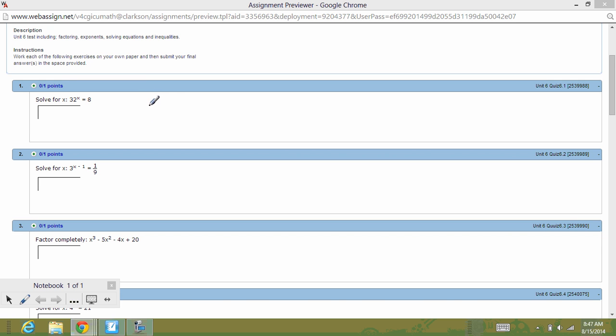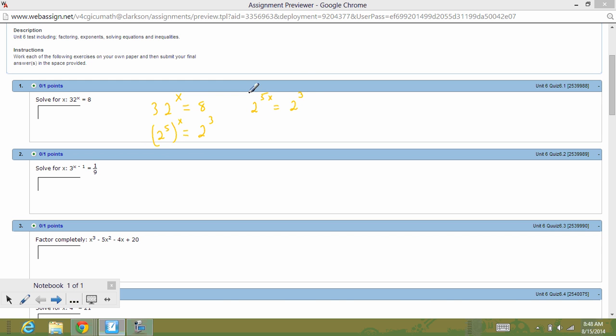32 to the x power equals 8. You think about exponentially what's going on. Think about powers, and of course 8 is 2 to the third, and 32 happens to be 2 to the fifth power, and that of course is being raised to the x power. And now when you raise a power to a power right here, this is going to be 2 to the 5x, equals 2 to the third.